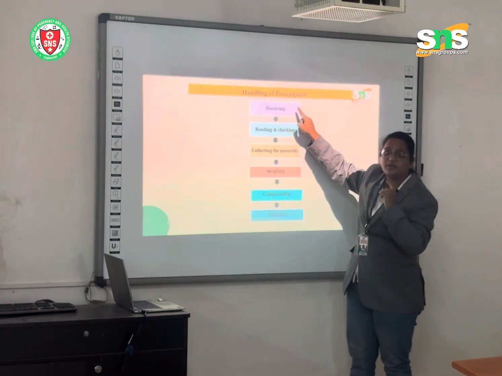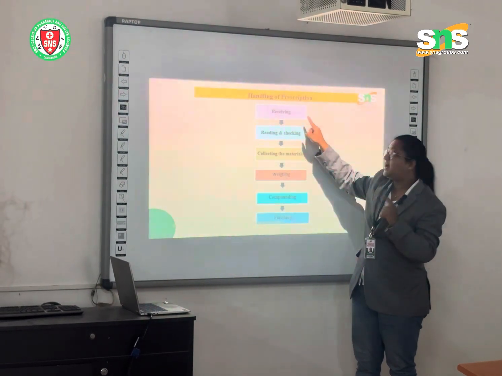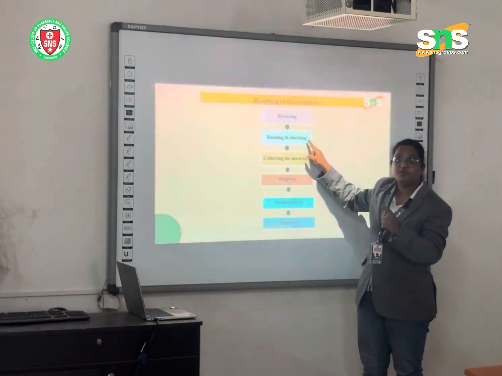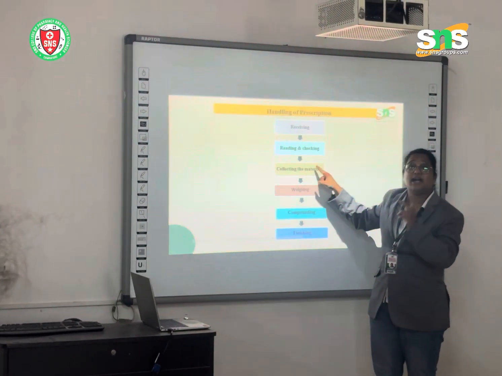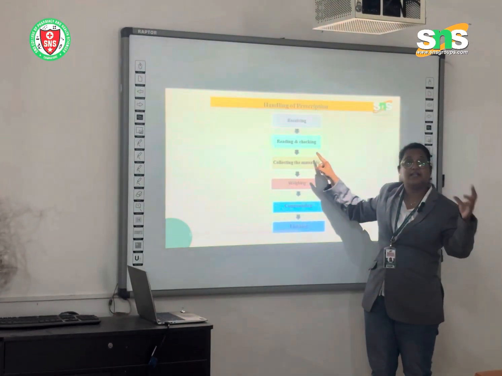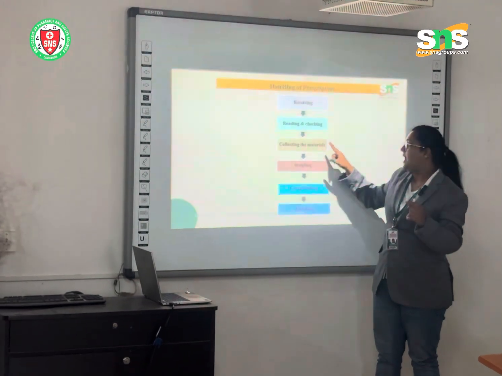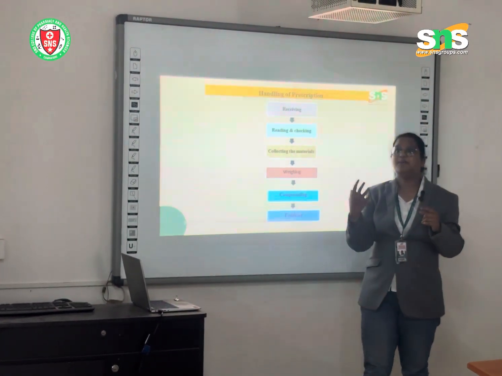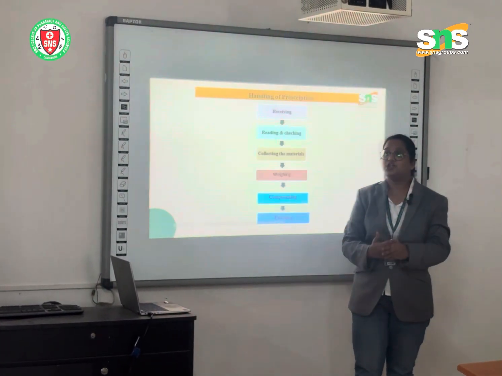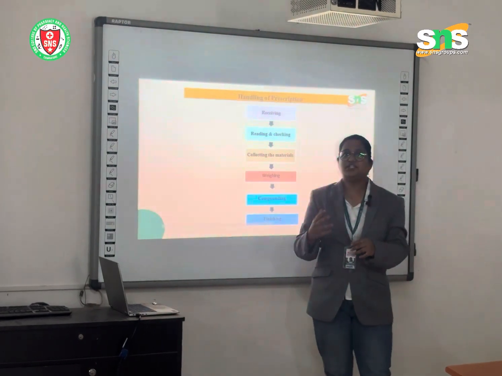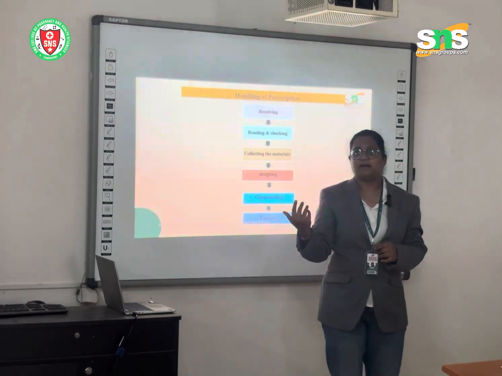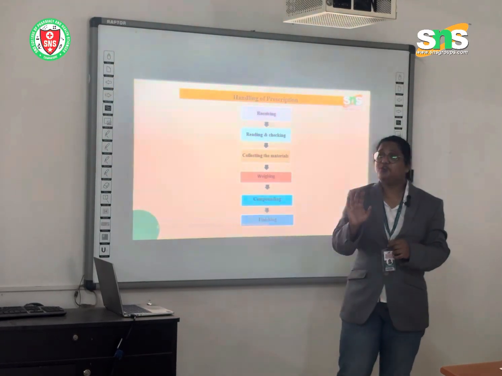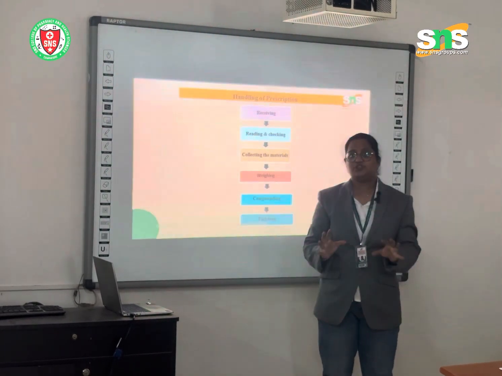First you need to receive the prescription, then you have to read it and check it properly, and then you have to collect the materials which are in the prescription. And then you have to weigh the materials. Just now I told you, for example, the physician has written sucrose 66.7 grams. You have to weigh 66.7 grams only.